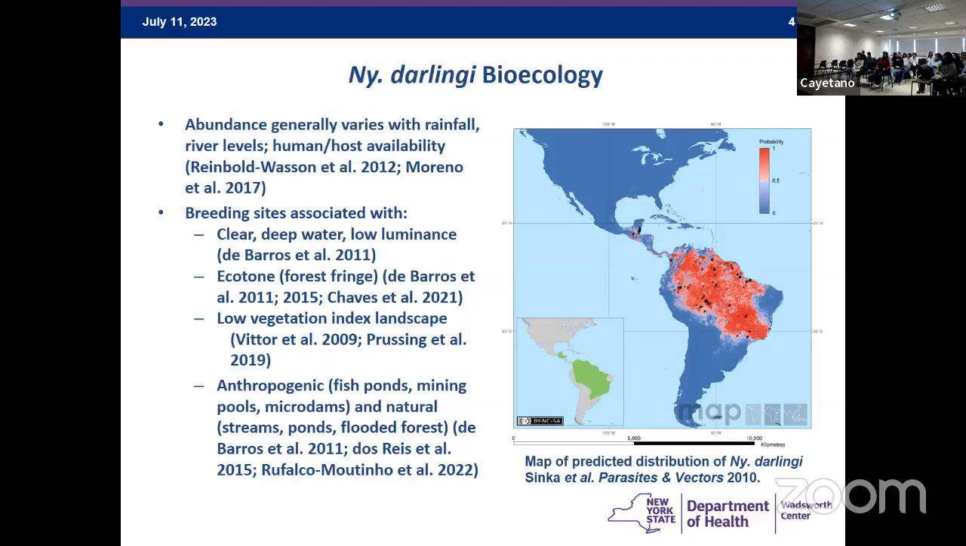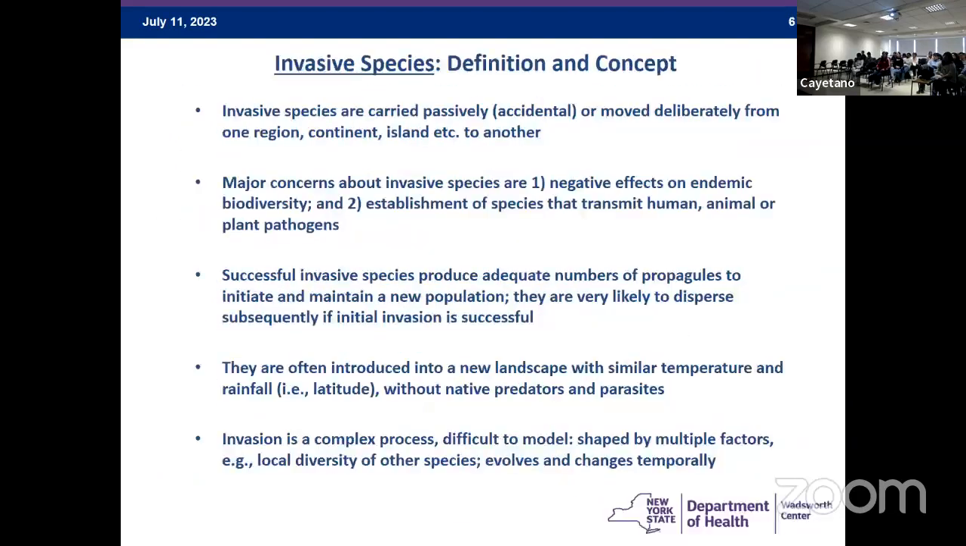If the initial invasion is successful and they're really making great use of that new habitat, they're likely to be able to spread further. They're often introduced. People sometimes are really thinking about whether they should introduce them. They'll look at the latitude, the temperature of the climate, and say, okay, this is thriving over here in Australia, it's definitely going to thrive here.